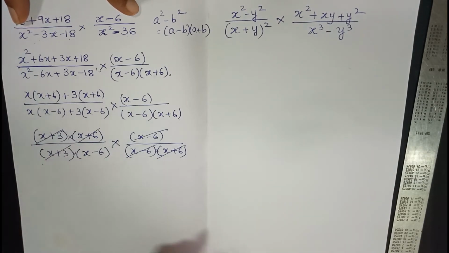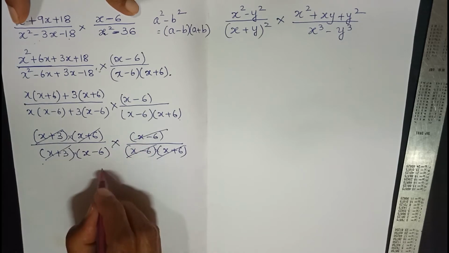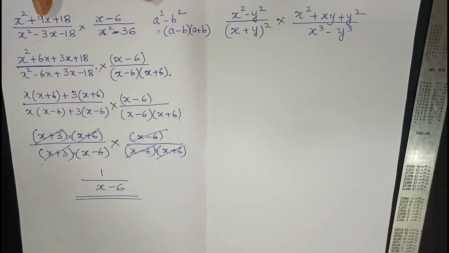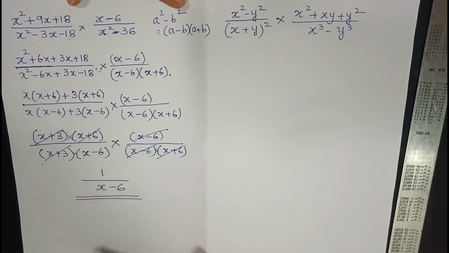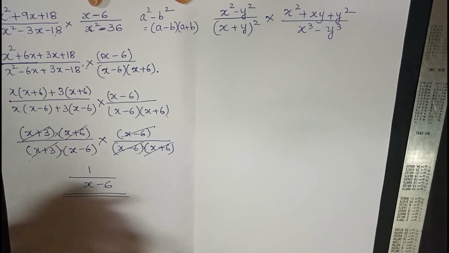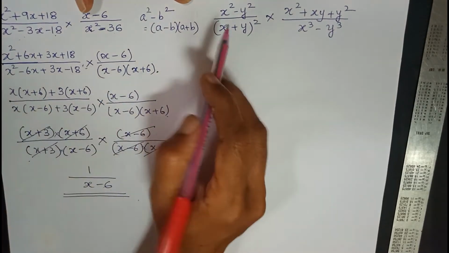X plus 3, x plus 3. So you can see in the numerator nothing remains, so 1. And in the denominator only x minus 6 remains. So the answer is 1 upon x minus 6. Right? Formulas are the same. We are not using any new formulae. We are just using these formulas to solve the sum. Let's do it here now.